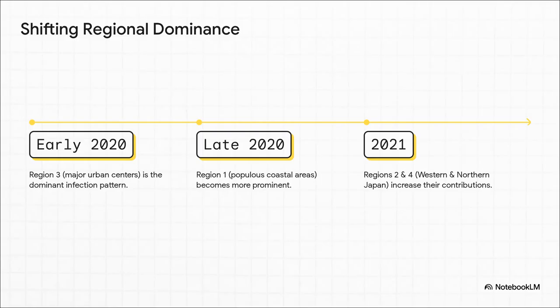And it gets even better, because the model doesn't just find static groups, it shows us how their influence changed over time. You can literally watch the story of the pandemic unfold. Early on, it was dominated by the pattern from major urban centers. Then the center of gravity shifted to other populous coastal areas. And later still, the dynamics in western and northern Japan became more important. The model tells this whole dynamic story completely on its own, just from the numbers.